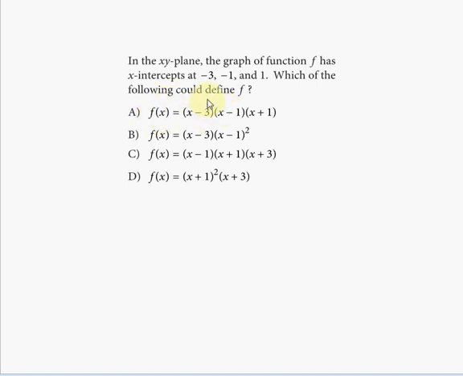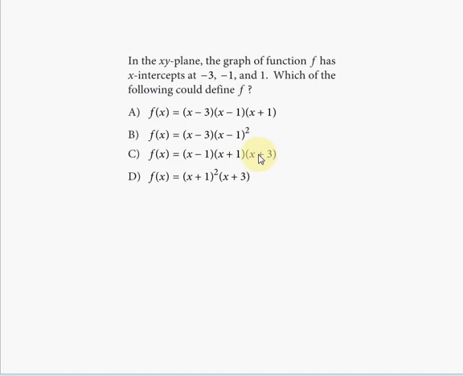So in other words, you can determine factors. If -3 is an x-intercept, or an x value that produces a functional value of 0, that means x minus -3 is a factor, which means x plus 3 is a factor, right? So let's find x plus 3. So this is another way of looking at it, right? x plus 3. Here it is.